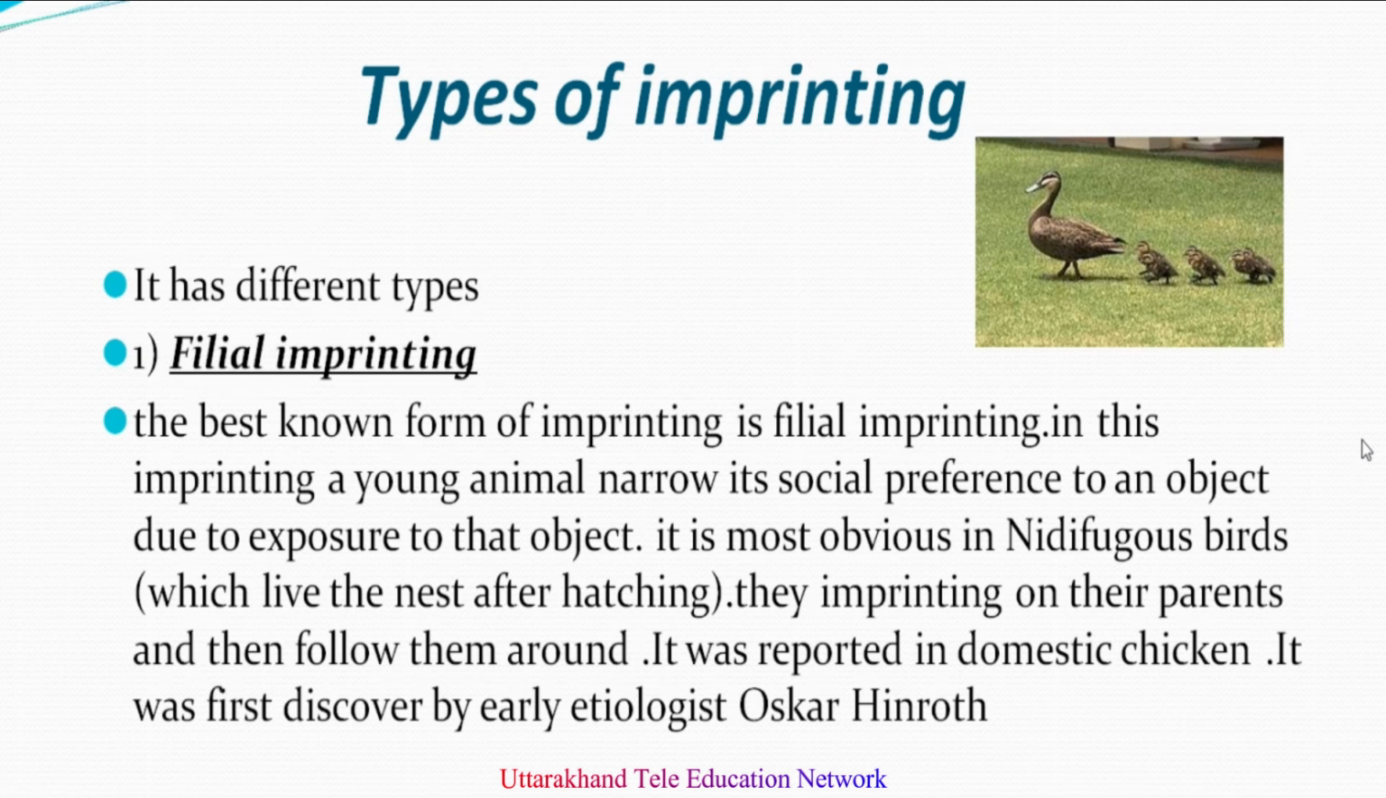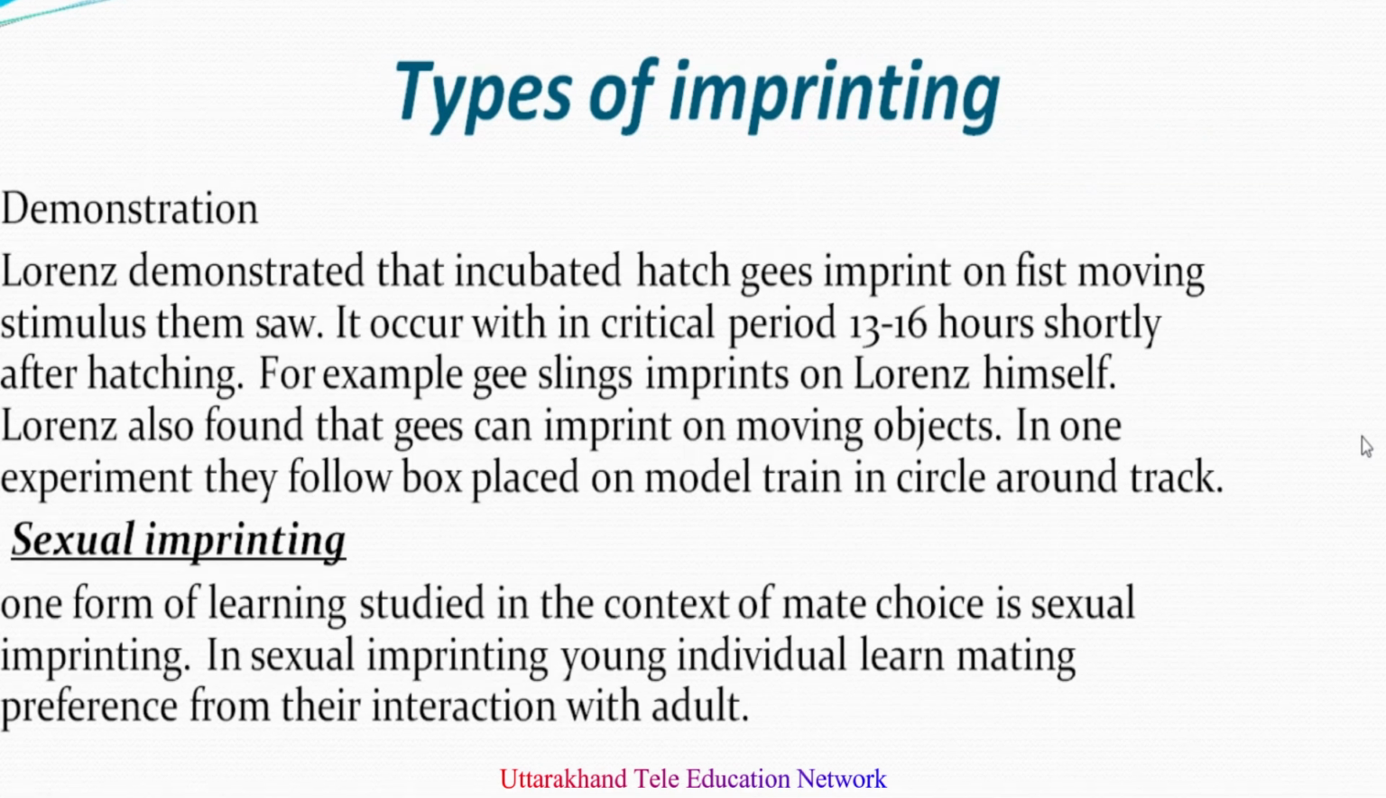It was recorded in domestic chicken. It was first discovered by the early ethologist Oscar Heinroth. Lorenz demonstrated that incubator-hatched geese imprint on the first moving stimulus they see. It occurs in a critical period, 13 to 16 hours shortly after hatching. For example, geese imprint on Lorenz himself.